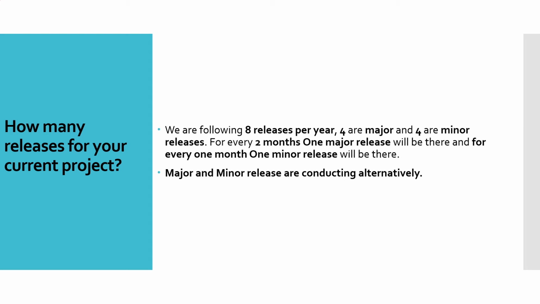So in this way you can explain; it depends upon your current project how many releases you are following. You can replace these details and compare with this line: we are following 8 releases per year, 4 for major releases and 4 for minor releases. For every 2 months we release one major release, and for every 1 month we release one minor release. And these major and minor releases are conducted alternatively.